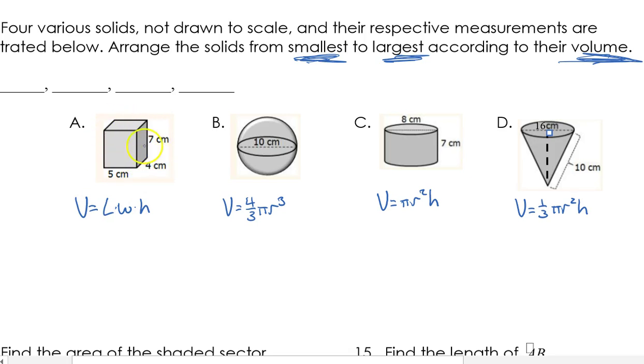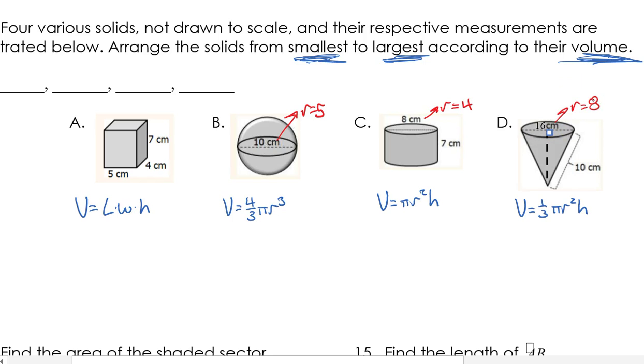For problem A, volume equals 4/3 pi r cubed. We're given the diameter here to be 10, meaning that our radius value is equal to 5. For C, we have the volume equals pi r squared h. We're given the height. Once again, we see the diameter is 8, meaning our radius is equal to 4. And lastly, for D, we're given volume equals 1/3 pi r squared h. We're given our diameter is equal to 16, which means that our radius is equal to 8.